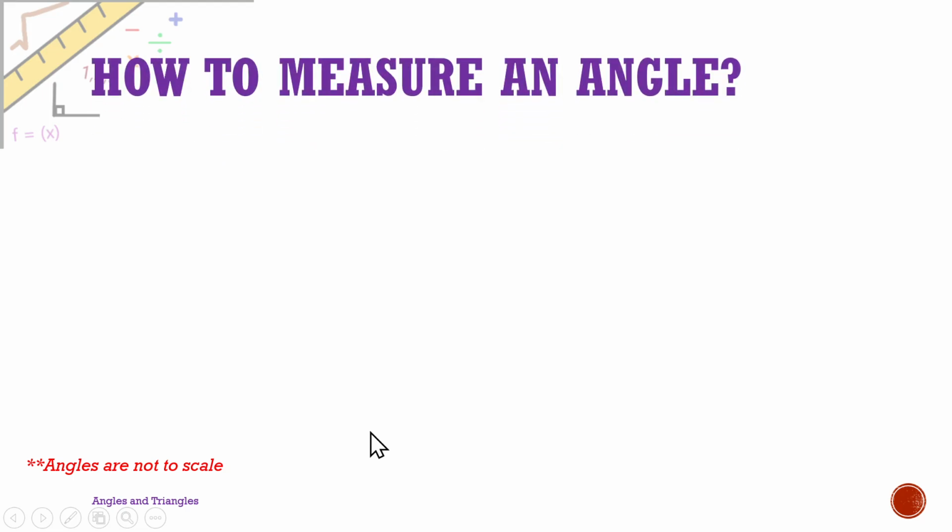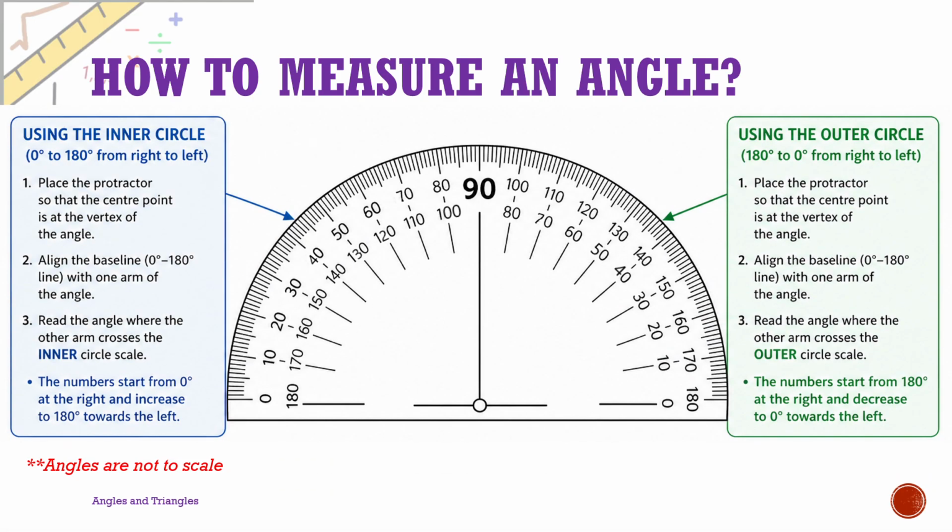Let's take a look at how to measure an angle. So, we use a protractor to measure an angle. A protractor can be a semicircular one or a circular one which measures up to 360 degrees. Here I have shown you a semicircular protractor which is commonly used. On a semicircular protractor, you will find an inner circle of degrees measuring from 0 to 180 from the right hand side, and the outer circle measures again 0 to 180 from the left hand side.